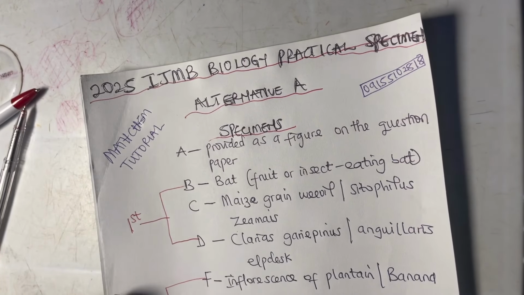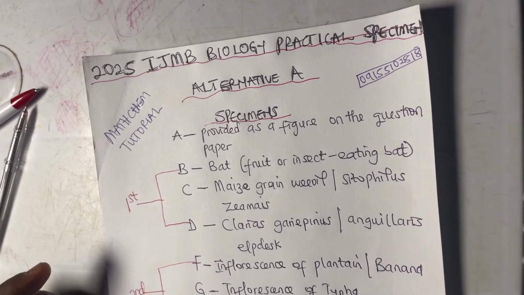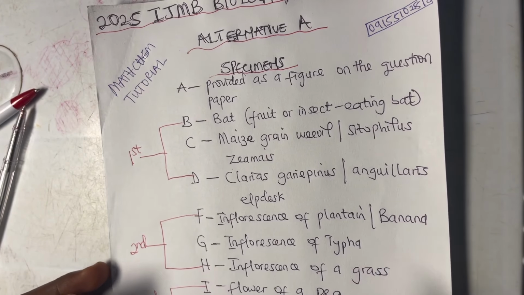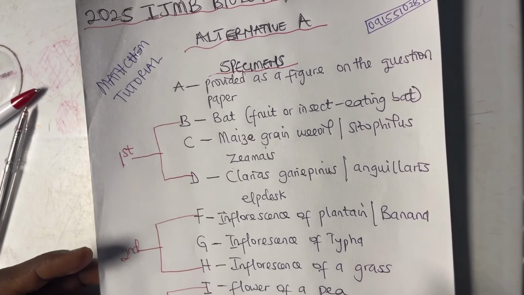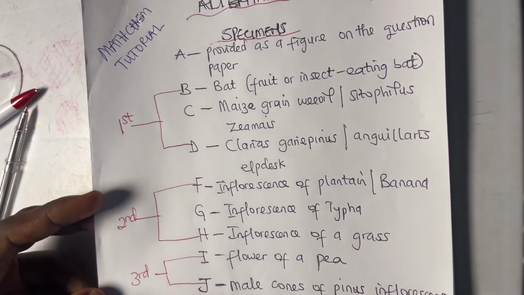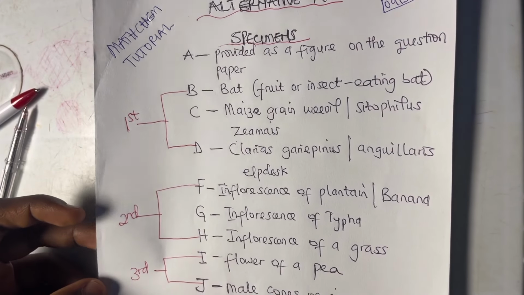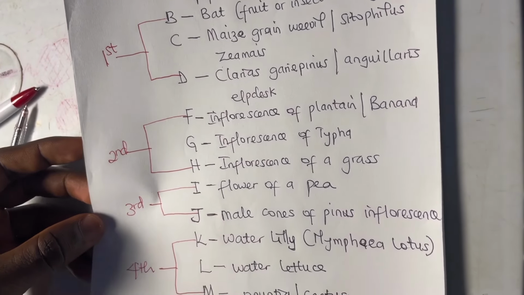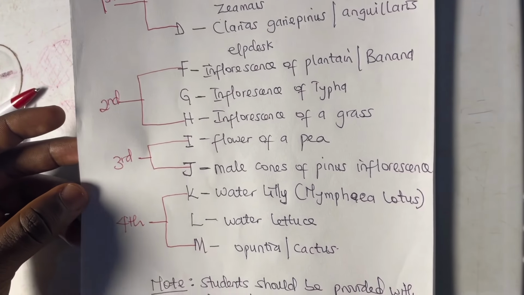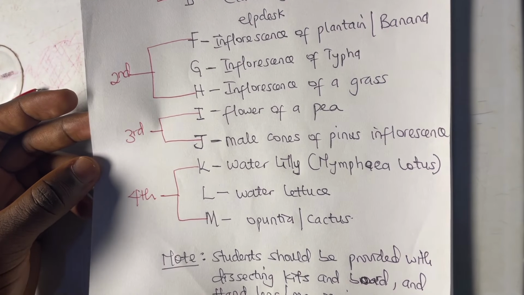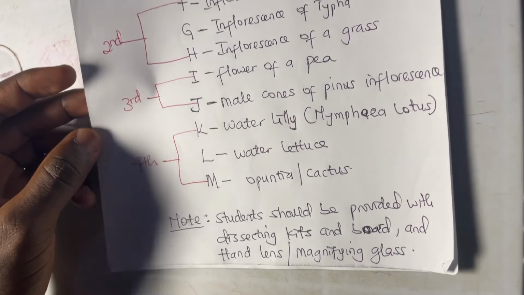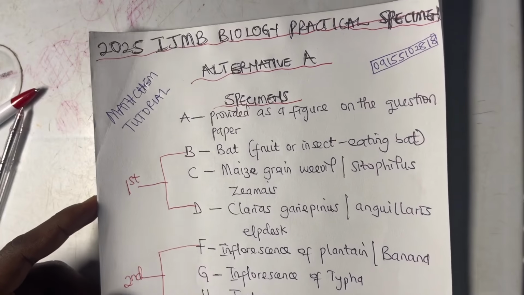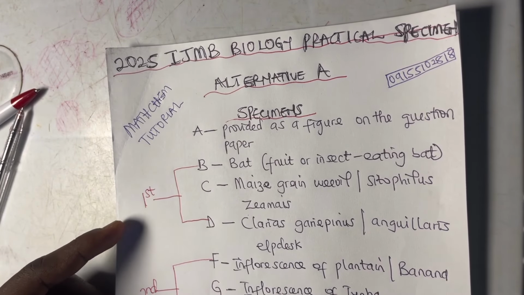By IJMB. So what I'm going to do now is predict some possible questions based on the specimens released. I will categorize the specimens into four, three for each. I will categorize B, C, D as my first category, then F, G as my second category, then I, J as my third category, and then K, L, M as my fourth category. So now let's look at possible questions for each category. Let's start with category 1, that is, specimens B, C, and D.